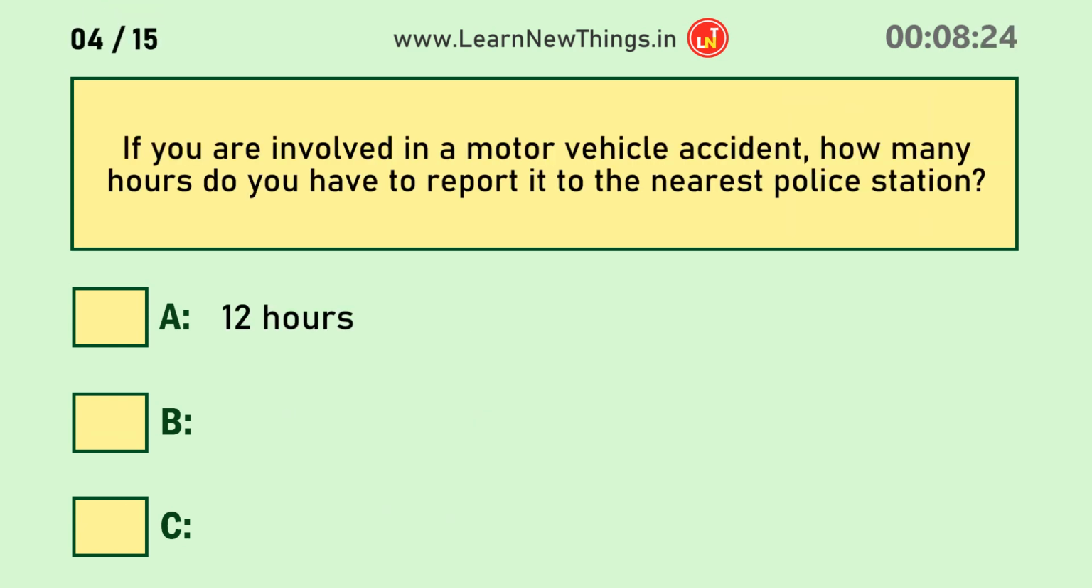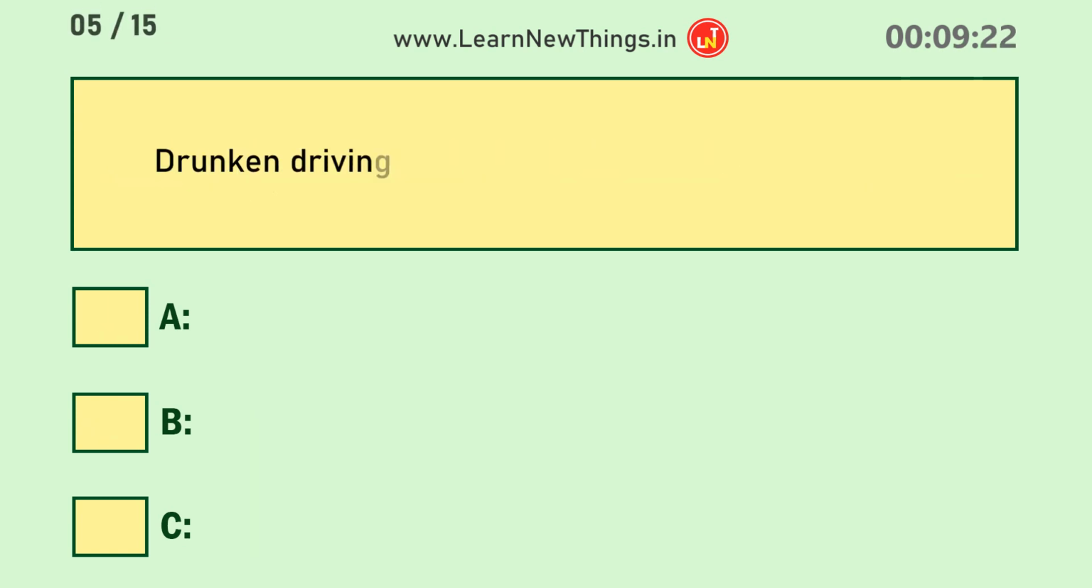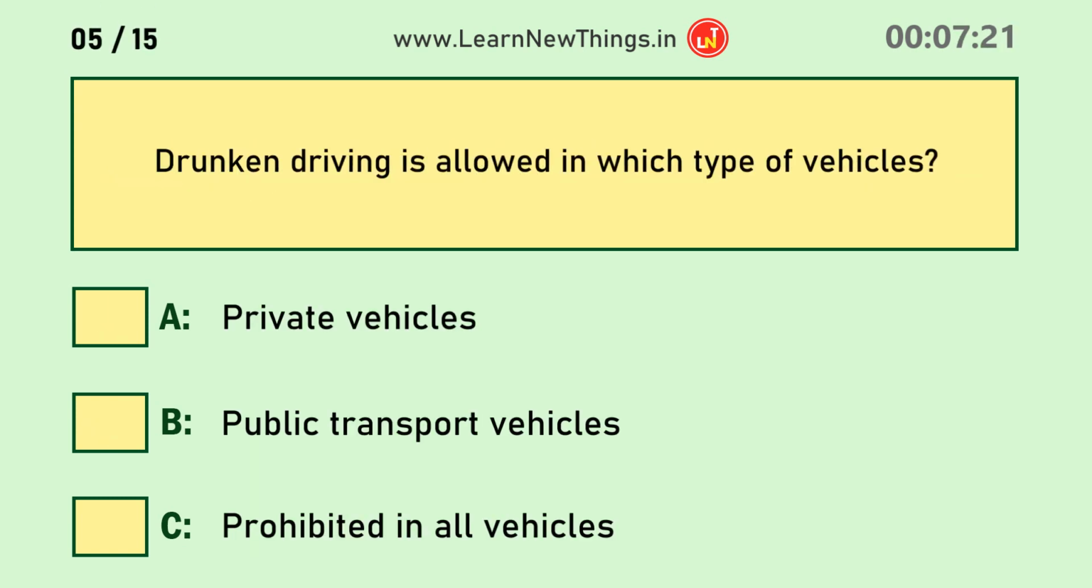If you are involved in a motor vehicle accident, how many hours do you have to report it to the nearest police station? 24 hours. Drunken driving is allowed in which type of vehicle? Prohibited in all vehicles.